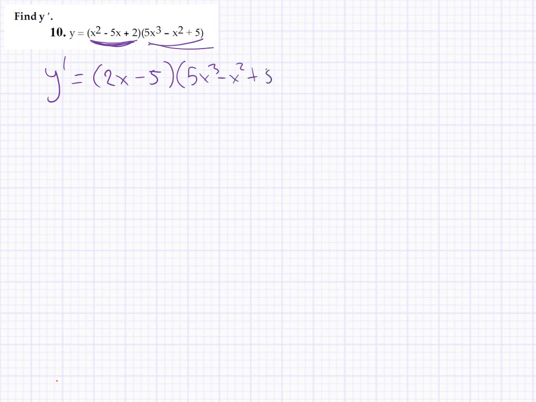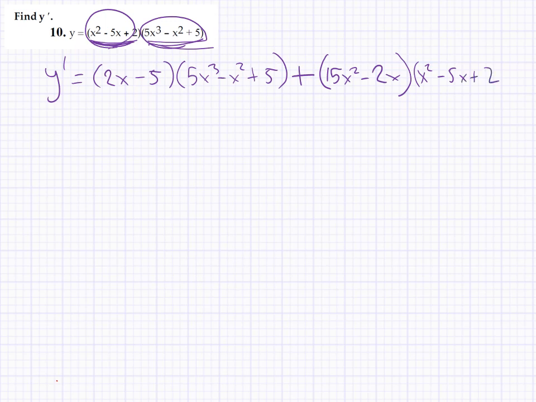Okay, here we're going to use the product rule. And so in using the product rule, we have the first function and the second function. So if I say y prime equals the derivative of this first one, well, the derivative of the first one is going to be 2x minus 5 times this second function here, which will be 5x cubed minus x squared plus 5, plus the derivative of this second function. Well, that's going to give me 15x squared minus 2x. And that's going to be multiplied by the original first function, which was x squared minus 5x plus 2. And so basically that's your derivative.